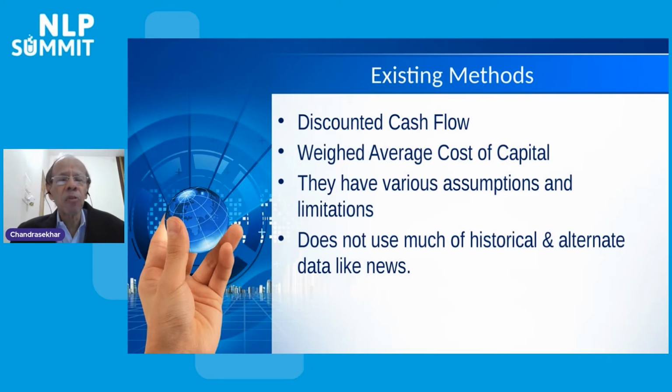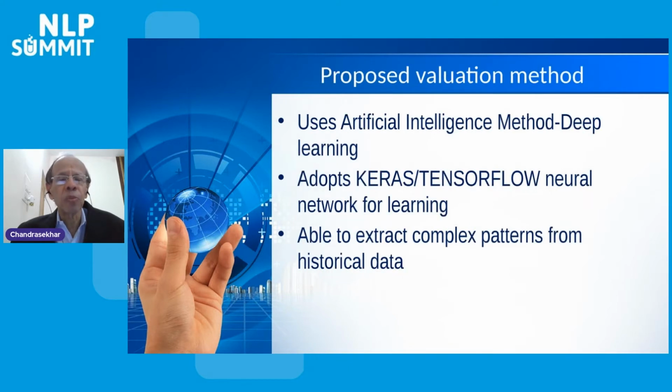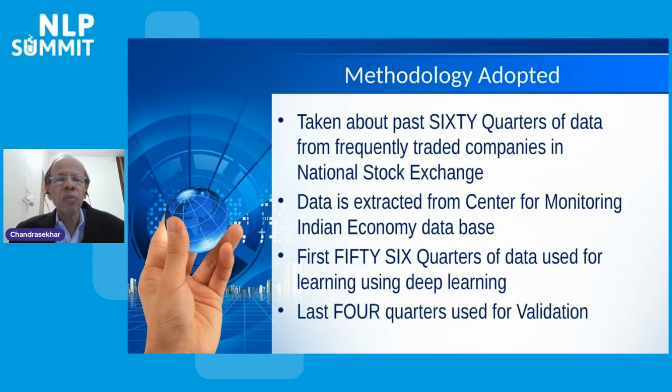The existing methods of company valuation are the discounted cash flow and the weighted average cost of capital. They have various assumptions and limitations. They do not use much historical and alternate data like the news. So we have used an artificial intelligence method, deep learning, with a Keras and TensorFlow neural network for learning. We are able to extract complex patterns from historical data. This is the first time such work has been done on Indian data.